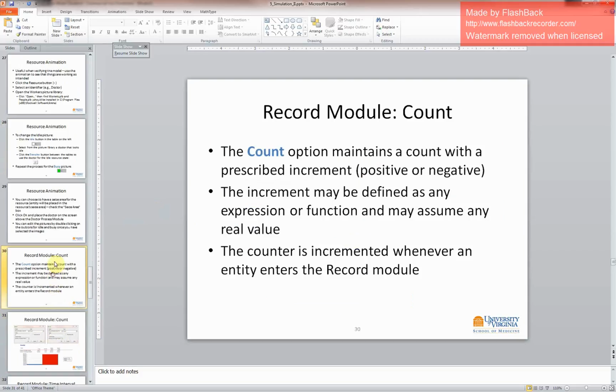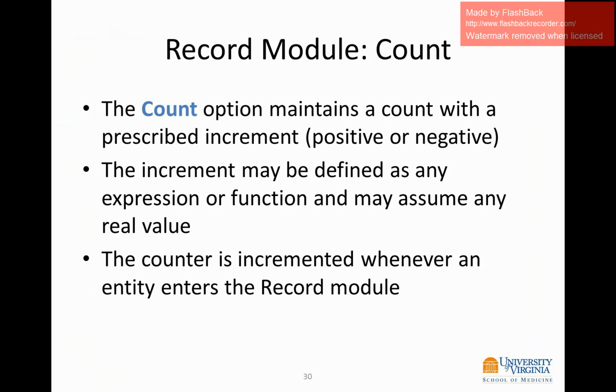Alright, so now we're going to go back into detail with the record modules and go through step by step each of the options that we can use with the record module. So first, the count option maintains a count of the prescribed increment or decrement, positive or negative, that you tell it. So the increment may be defined as an expression, a function, or just any real value such as 1, which is the most common thing you'd want to use.